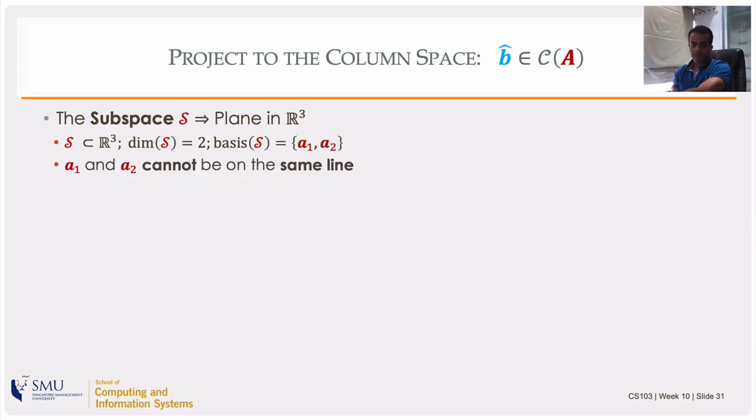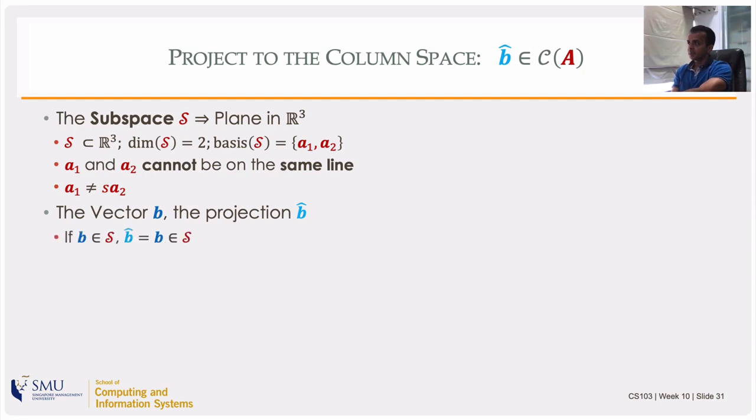Okay, A1 and A2 cannot be on the same line because basis vectors cannot be linearly dependent on each other. So A1 is not a scalar multiple of A2, that is guaranteed because they are basis vectors. Now the vector B, the projection B hat, will be such that if B is already in the subspace, then B hat is the same as B, because the projection, you take the shadow of B by shining light on it perpendicular to S, the shadow is going to be the vector itself because it's already on the plane. So B hat is going to be on S if B is already on S.